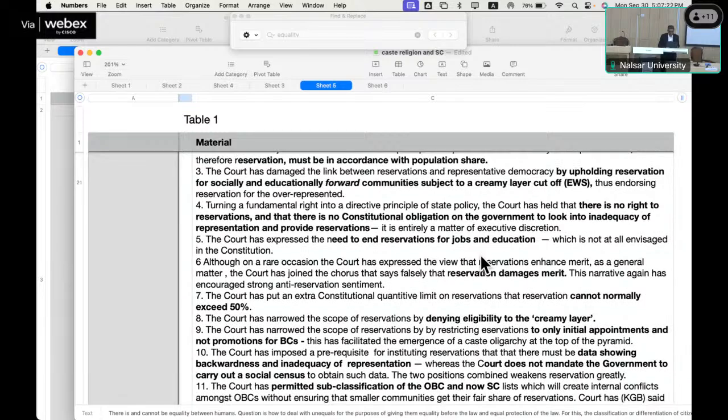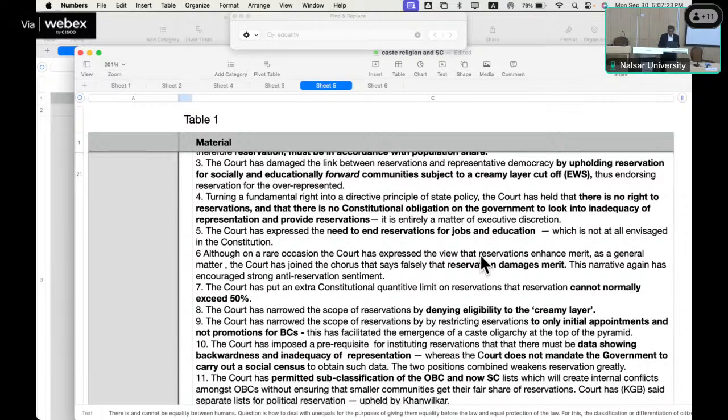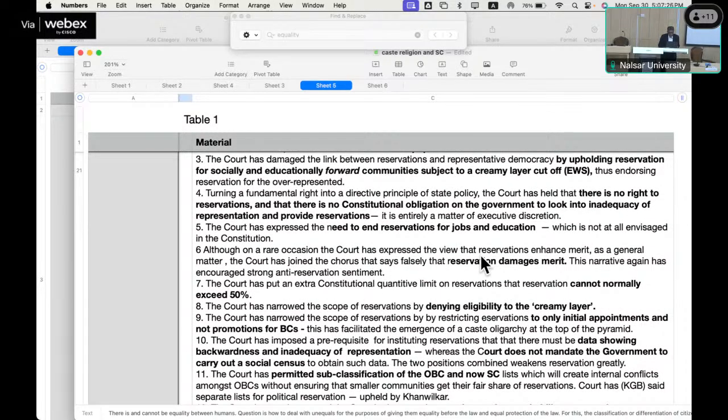The court has damaged the link between reservations and representative democracy by upholding reservation for socially and educationally forward communities, subject to a creamy layer cutoff, which is EWS, thus endorsing reservation for the overrepresented, simply because they happen to be financially disadvantaged, not even economically disadvantaged, right?